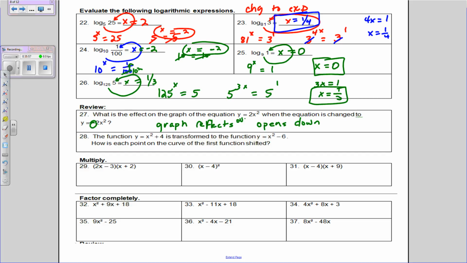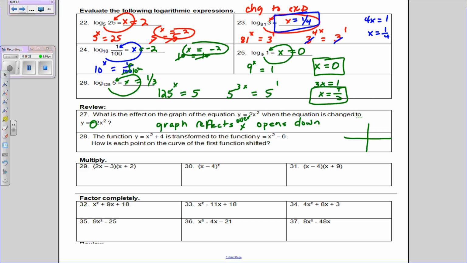And you might want to say over x-axis because that one starts at the origin. Okay, the function y equals x squared plus 4 is transformed to x squared minus 6. How is each point on the curve of the first function shifted? So you could put both of those in your calculator, or I'm just going to sketch it by hand here rather than open the calculator.